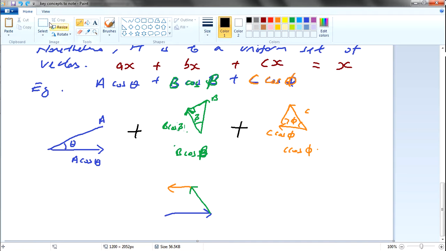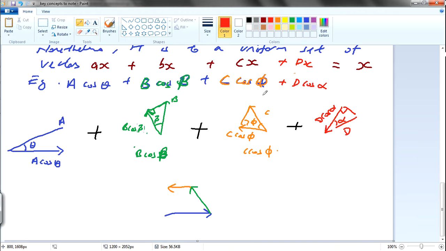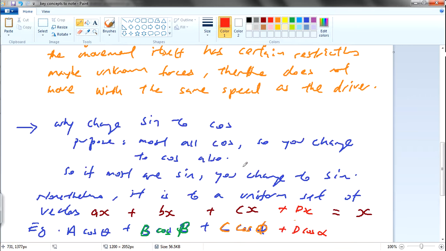Eventually, if you introduce a new term d cosine alpha over here, and this angle is going in this direction, you eventually have a closed loop system. Closing up the system, taking that the angle is nice, everything comes together in this manner. You have a polygon. So in terms of our vector polygon, this is the key understanding.